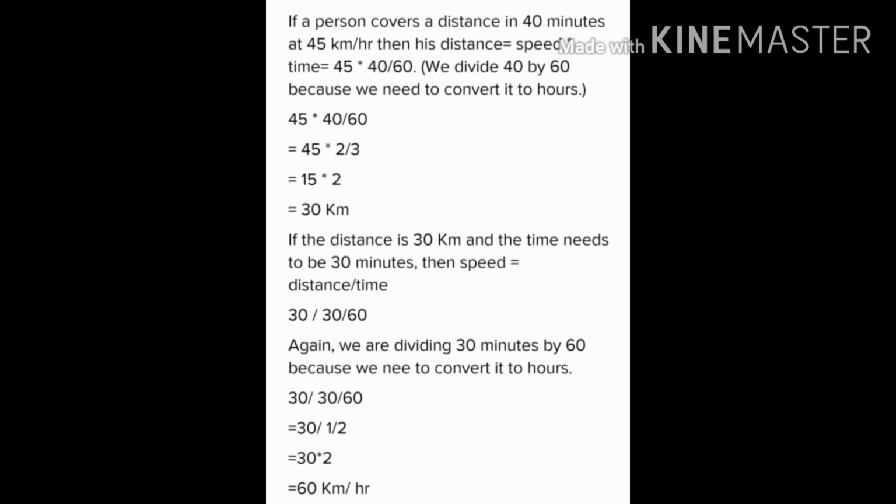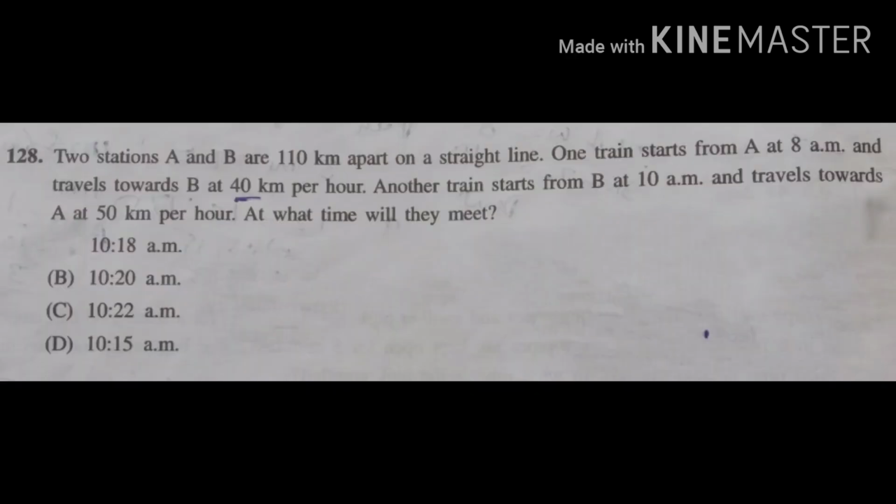Then speed is equal to distance upon time. 30 upon 30 by 60, which is 60. Again we are dividing 30 minutes by 60 because we need to convert it into hours. So 30 into 2, 60 km per hour. If you want to convert kilometer per hour into meter per second, you can directly multiply it by 5 by 18. If you want to convert meter per second into kilometer per hour, then you directly multiply by 18 upon 5. So you will get the values. So in this question, option B is the correct option.